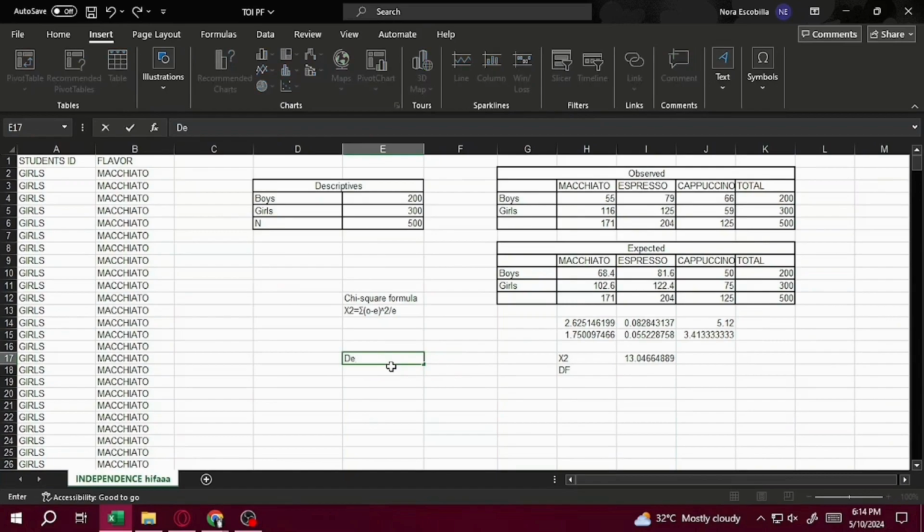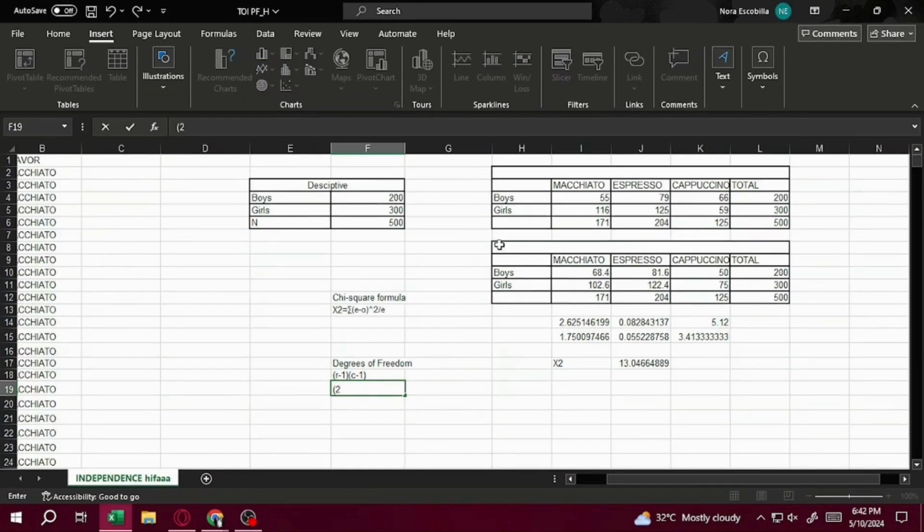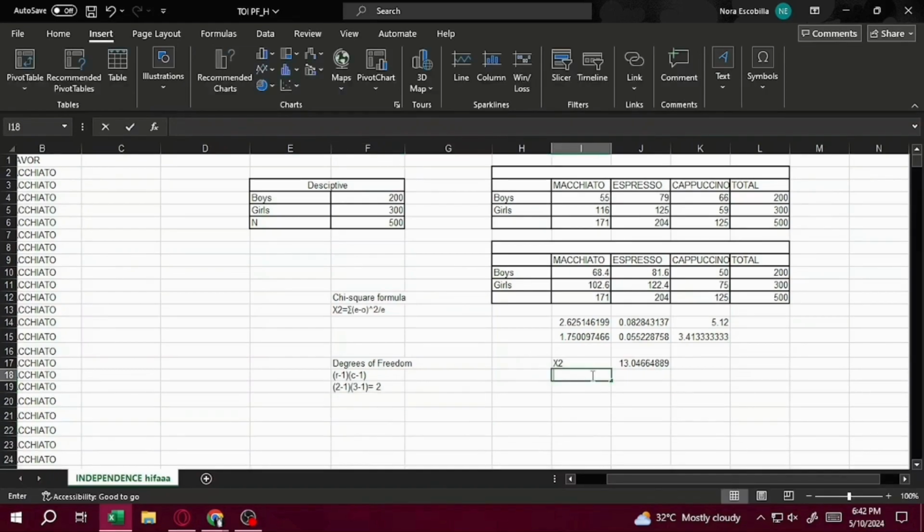After we get our chi-squared value, now let's get our degrees of freedom with the formula: open parentheses, R minus 1, close, and C minus 1. R means row, C means column. For our row we have 2 minus 1, and for the column we have 3 minus 1. So our degree of freedom is 2.